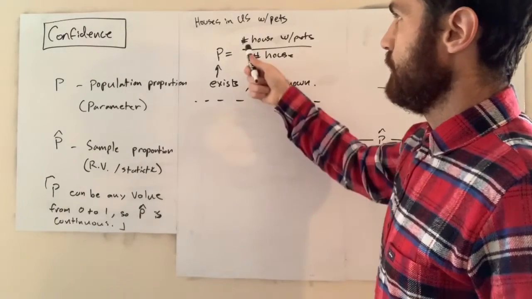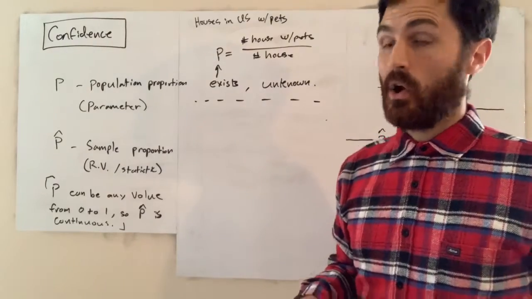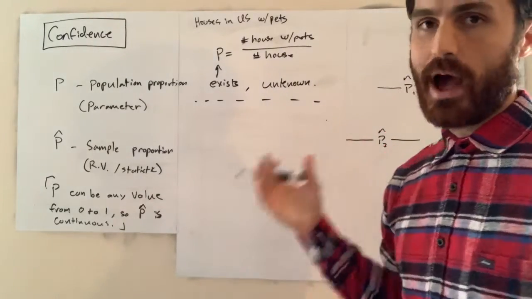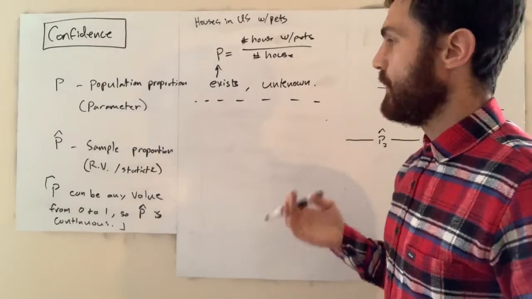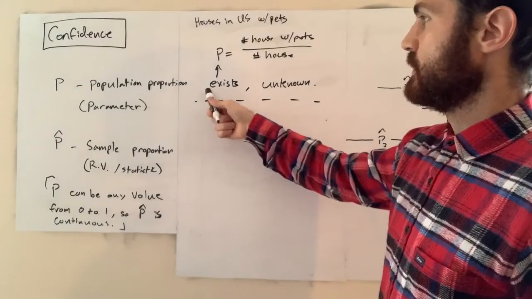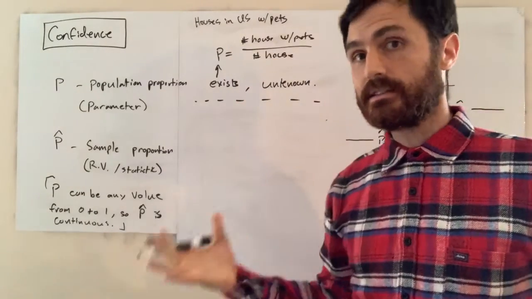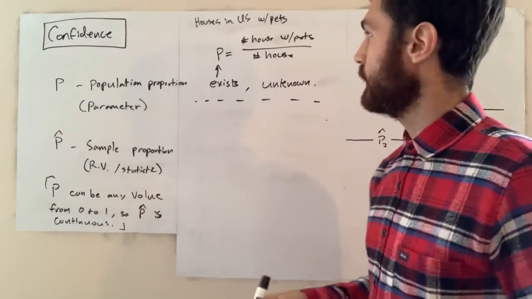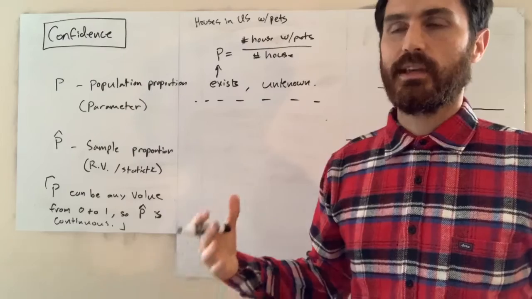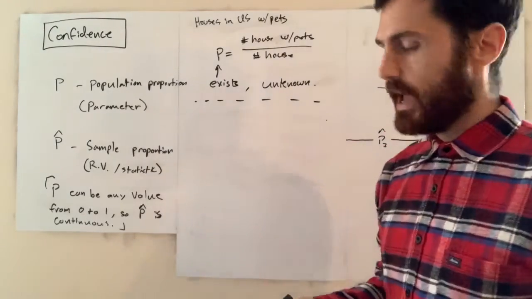But if we wanted to know the number of houses with pets, we would have to go to every house and ask, do you have at least one pet? And that would get tedious and difficult to do. So this is an example of something that exists, because this definitely exists. There is some number out there, but it's unknown because we don't want to spend the time to gather the exact information. So what do we do instead?